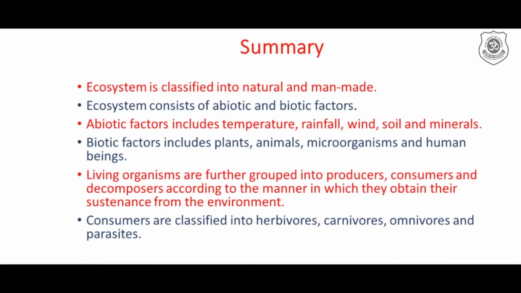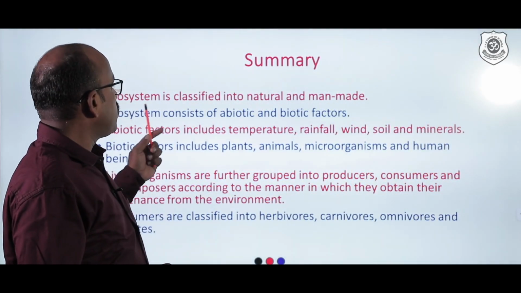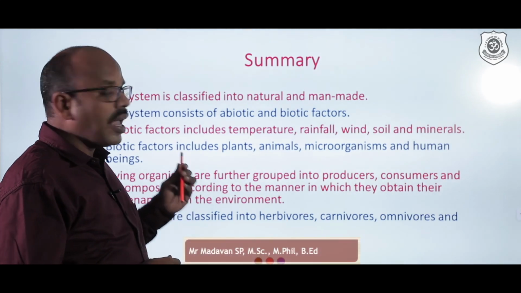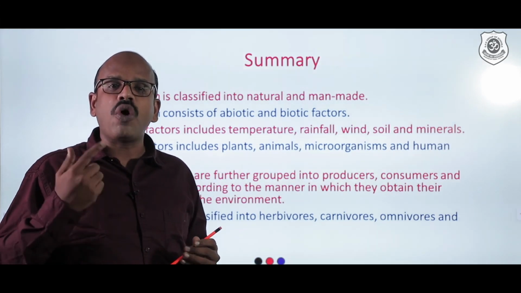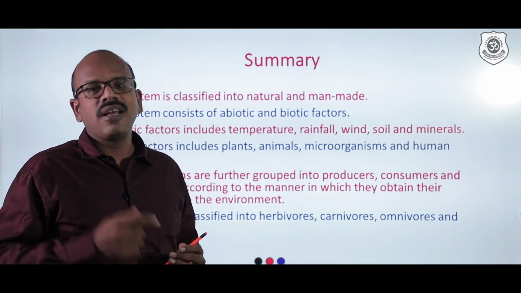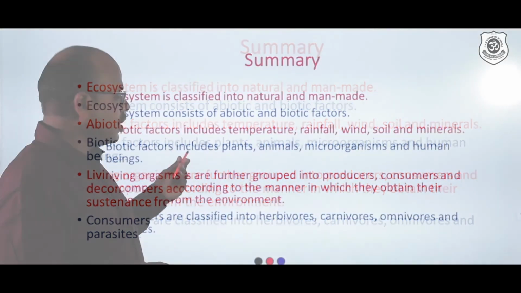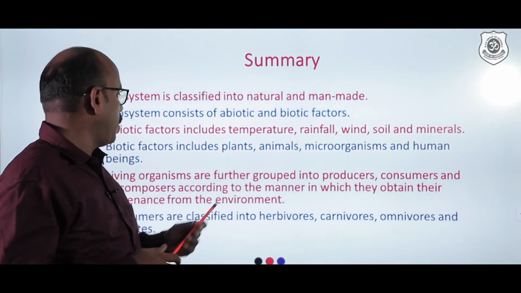Now let us go for the summary. We will recapitulate what we have studied in this module. Ecosystem is classified into natural and man-made. The ecosystem consists of abiotic and biotic factors. Now I know what you have learned about abiotic and biotic factors will run in your mind. Now we'll go to the next. Abiotic factors include temperature, rainfall, wind, soil and minerals. All these form the abiotic factors. Next, biotic factors include all the living organisms like plants, animals, microorganisms and human beings.